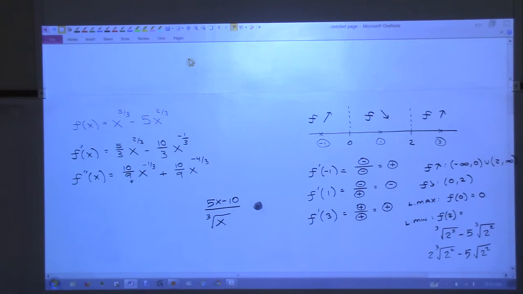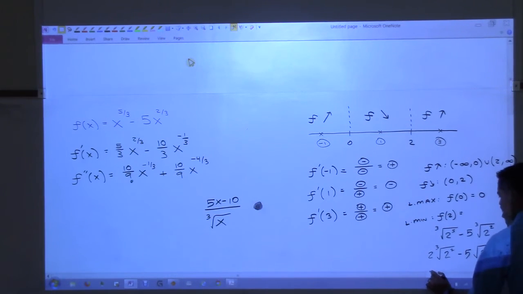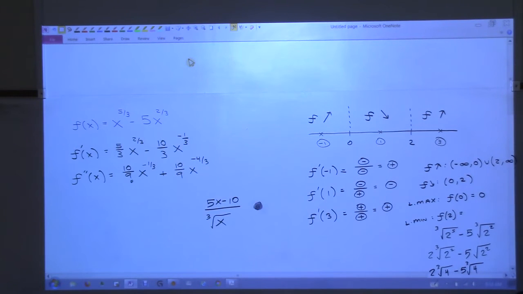Well, I could probably clean that up a little more also. Yeah, I could subtract those. Let's do that. This is 2 cube root of 4 minus 5 cube root of 4. Isn't that the same thing? And those are like radicals.